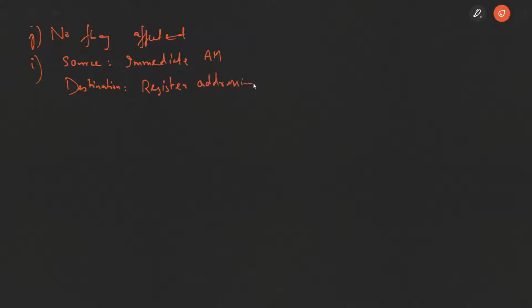So no flag is affected again. And then you have the addressing mode. As far as the addressing mode goes, the source is the data that's immediately given, so it is immediate addressing mode. And the destination is the register pair. The data will go in the registers, so it is register addressing mode.